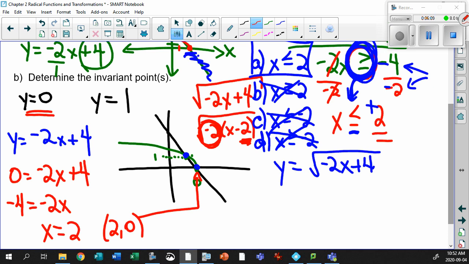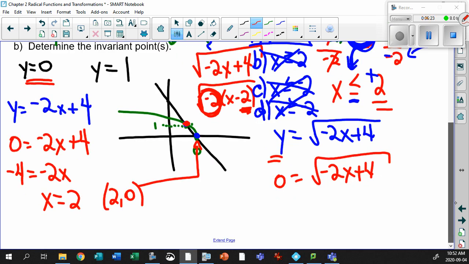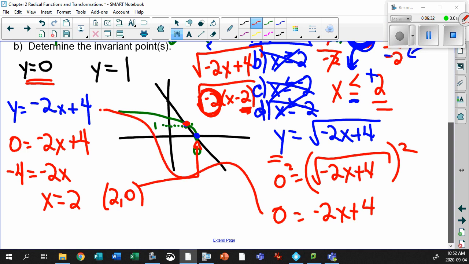But now let's look at this point here. Oh, by the way, you're probably wondering, can I do it for this one? Well, yeah, no kidding. Watch. 0 equals the square root of negative 2x plus 4. How do you get rid of the square root? You square both sides. So if you square both sides, look what happens. What's 0 squared? So it looks like we're right back to where we were right there and there. Right? So it doesn't matter.